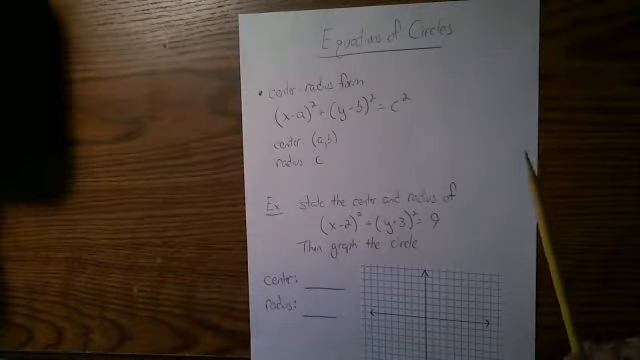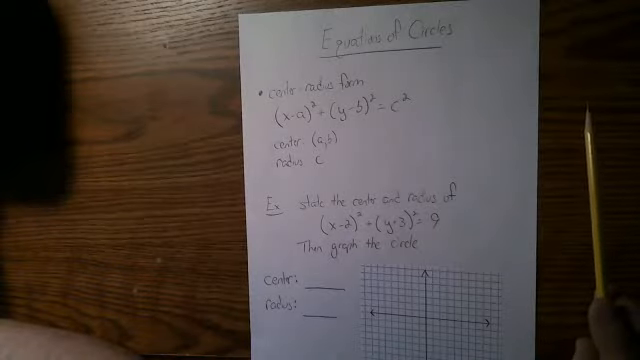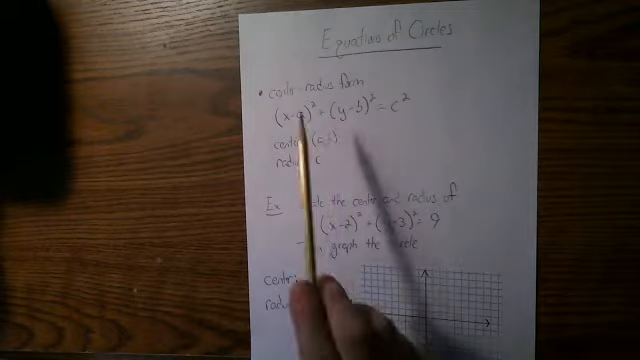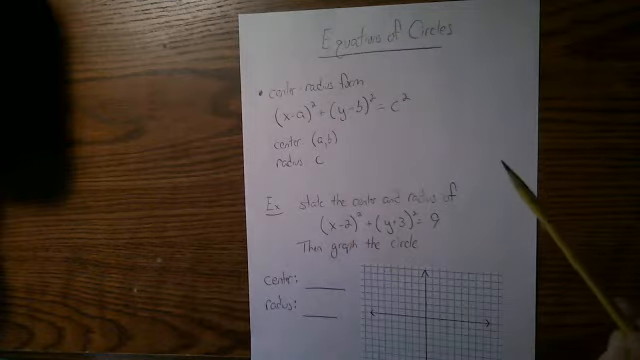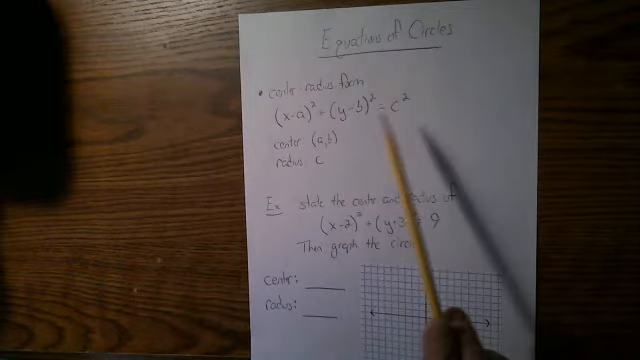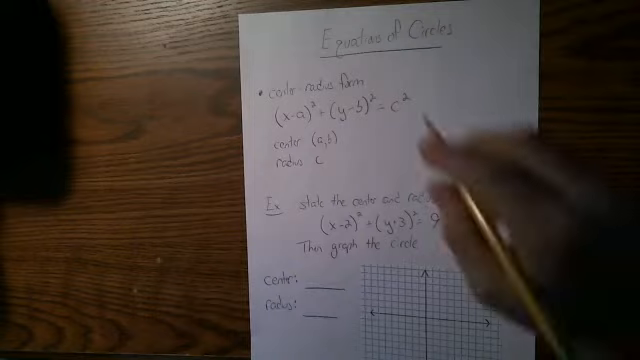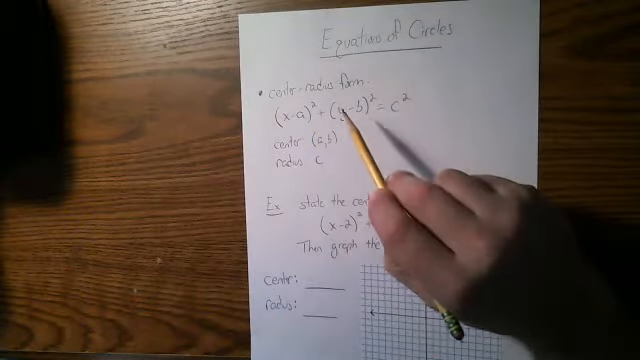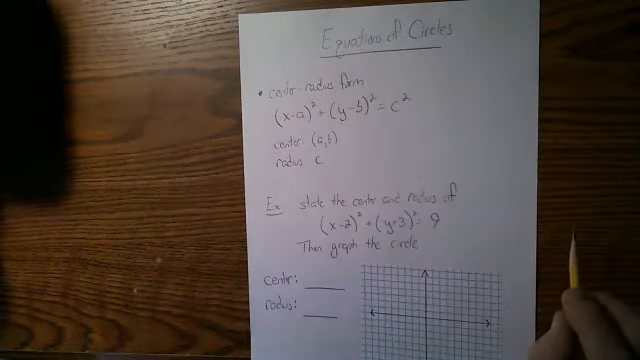Here's a review of equations of circles in center radius form from geometry. This is called center radius form because it gives you the center and the radius from the equation. So notice here, both x is being squared and y is being squared.